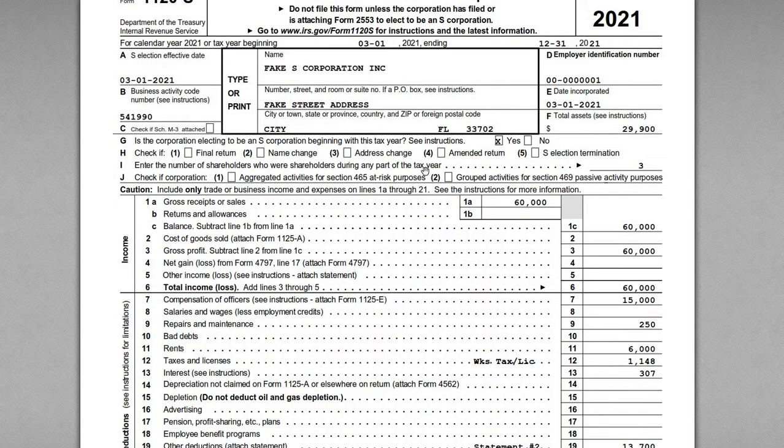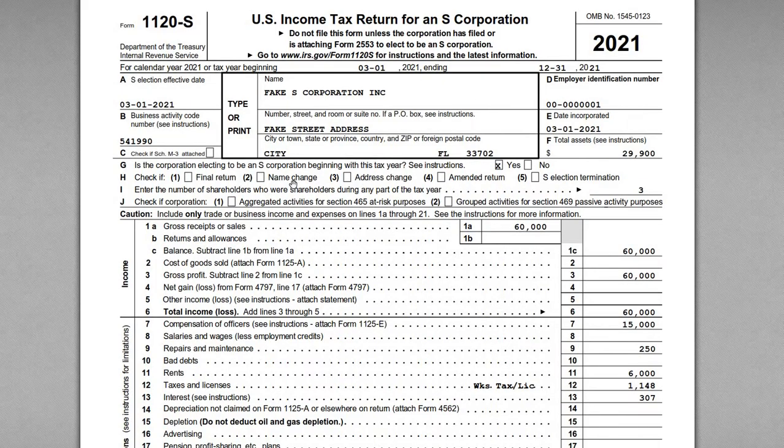Now, if we go down to boxes or line items G, H, I, and J, fill these out, yes or no, or indicate any kind of changes here. So G, this is the first year the S corporation was elected, so we're going to check yes for that. And then in H, you check if any of these are applicable. So if you did change your name between the time you applied for the EIN and you're filing this return, you might have a name change. Same thing with addresses. So check whatever box is appropriate.